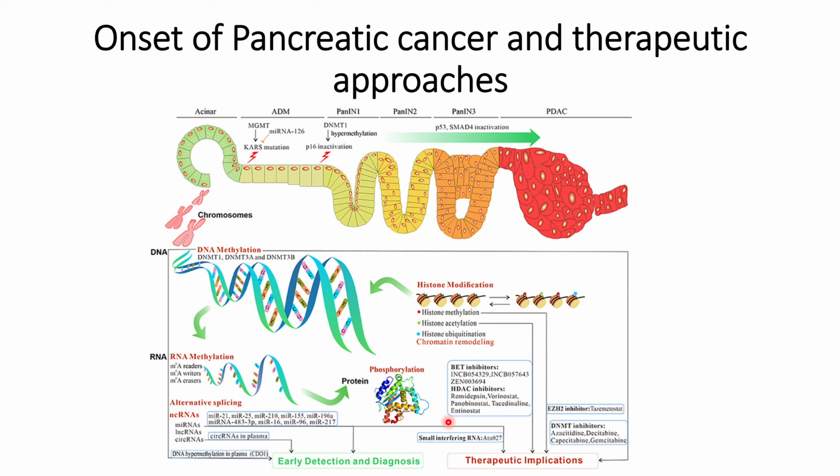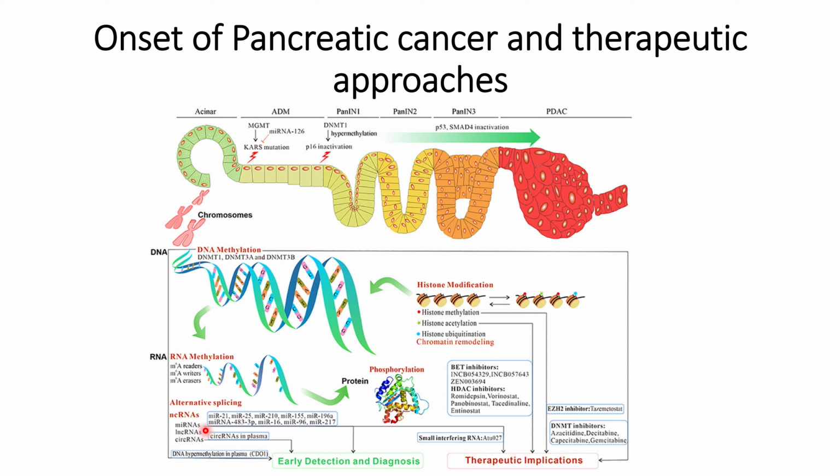several microRNAs, and these microRNAs can be used as biomarkers that can indicate whether a pancreatic cancer's progression is going on within the patient or not. And some of the microRNAs are being listed here, such as microRNA 21, 25, 210, and others respectively.